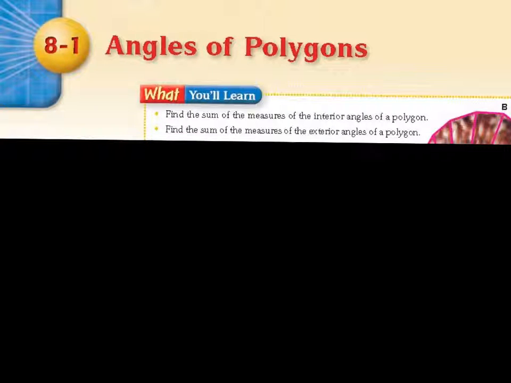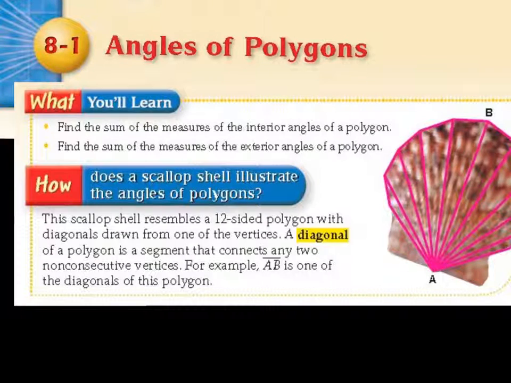The topic for Lesson 8.1 is angles of polygons. You'll find the sum of the measures of the interior angles of a polygon and the sum of the measures of the exterior angles of a polygon. How does a scallop shell illustrate the angles of polygons?